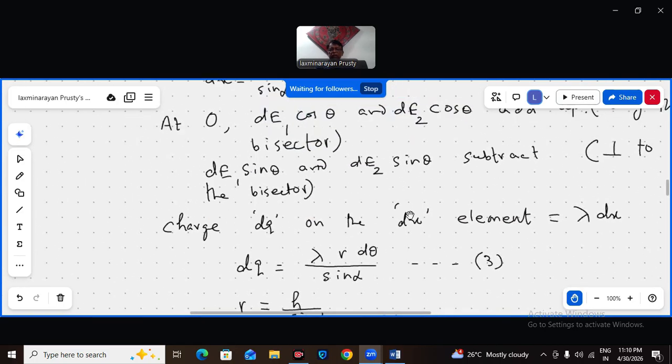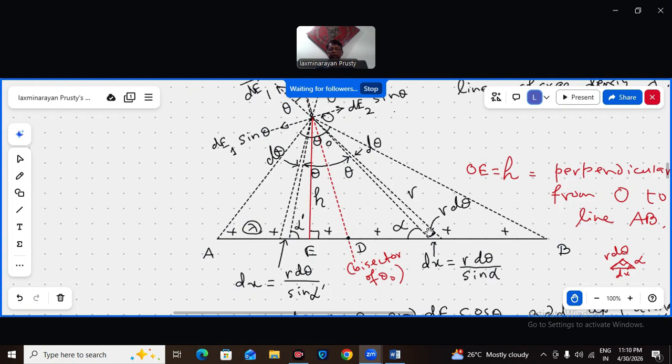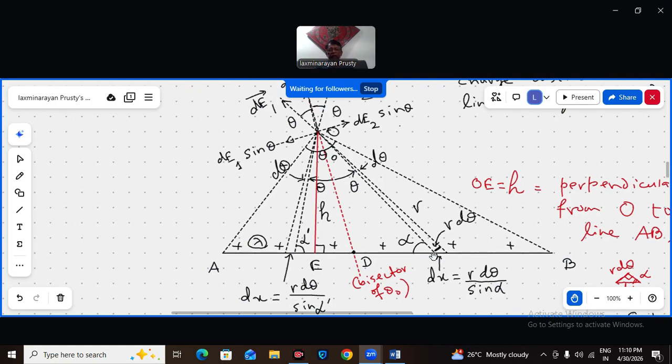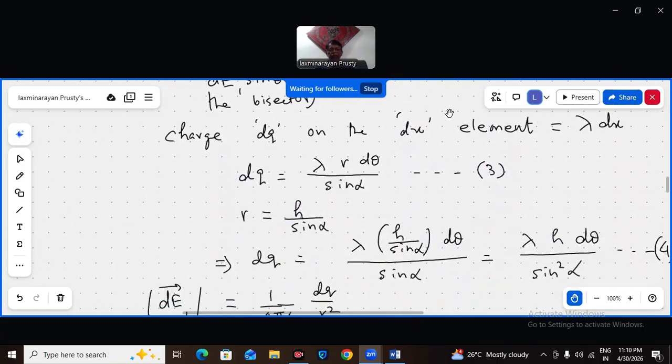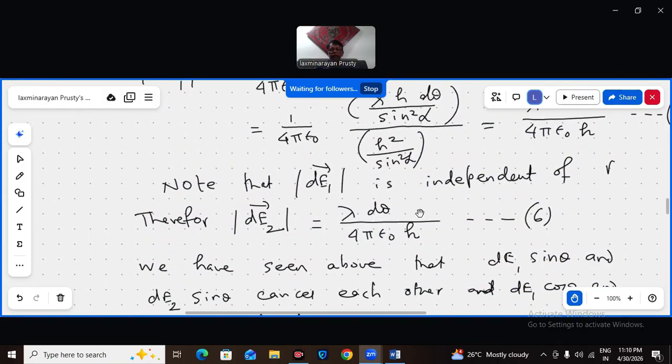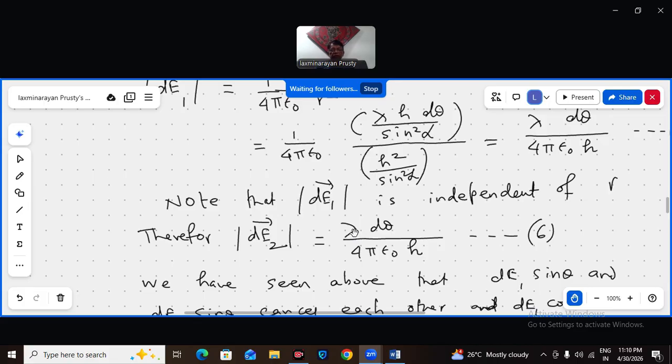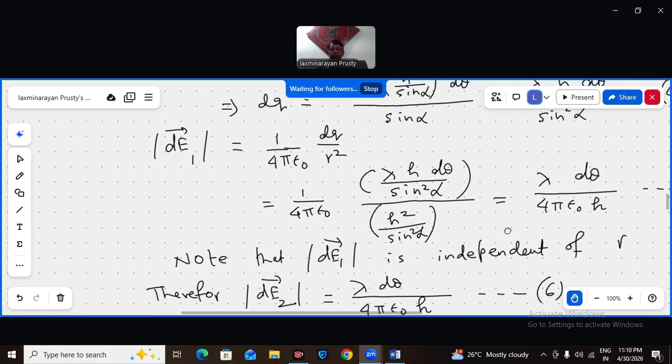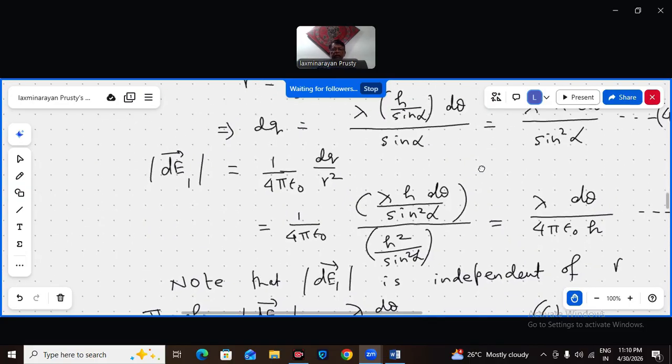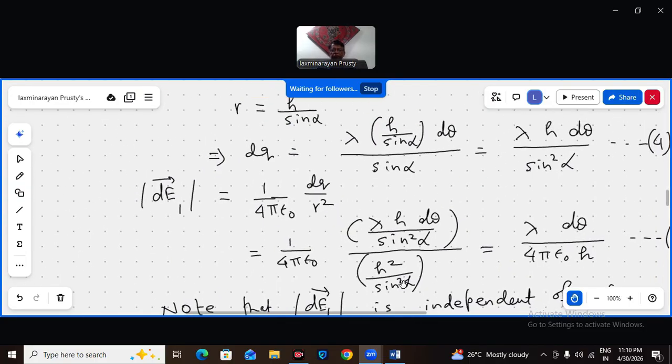So what is dE1 then? If this is dq, apply Coulomb's law: 1 by 4 pi epsilon 0 dq by r square. So dq is this, and r square is h square by sine square alpha. So sine square alpha cancels out, one h cancels out. So dE1 is 1 by 4 pi epsilon 0 lambda d theta divided by h.